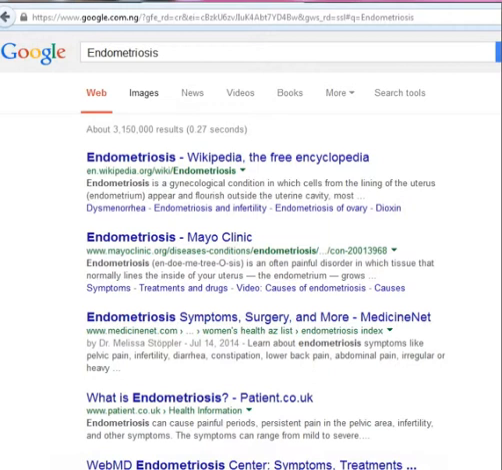Endometriosis is a common yet poorly understood disease. It can strike women of any socio-economic class, age, or race. It is estimated that between 10 and 20% of American women of childbearing age have endometriosis. While some women with endometriosis may have severe pelvic pain, others who have the condition have no symptoms.